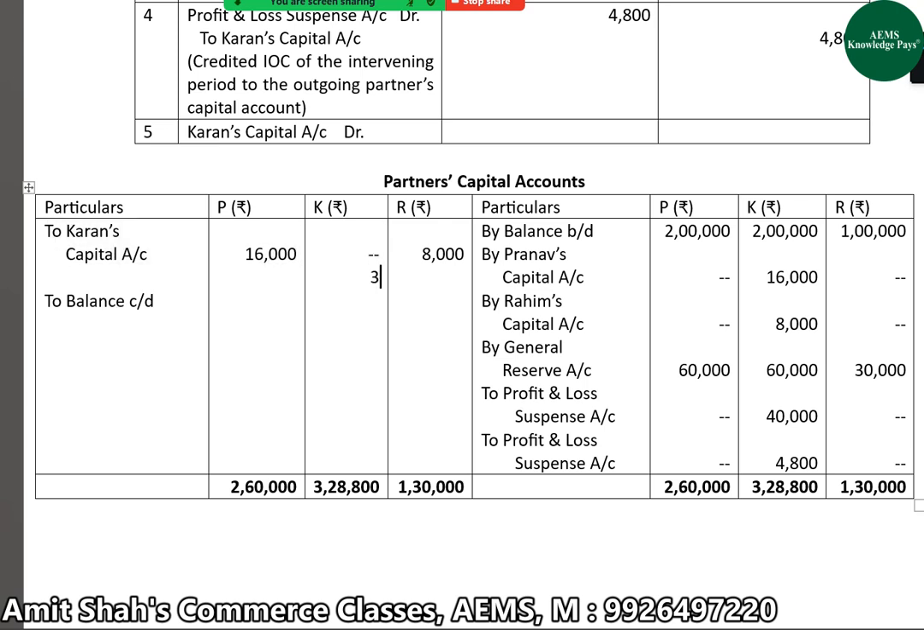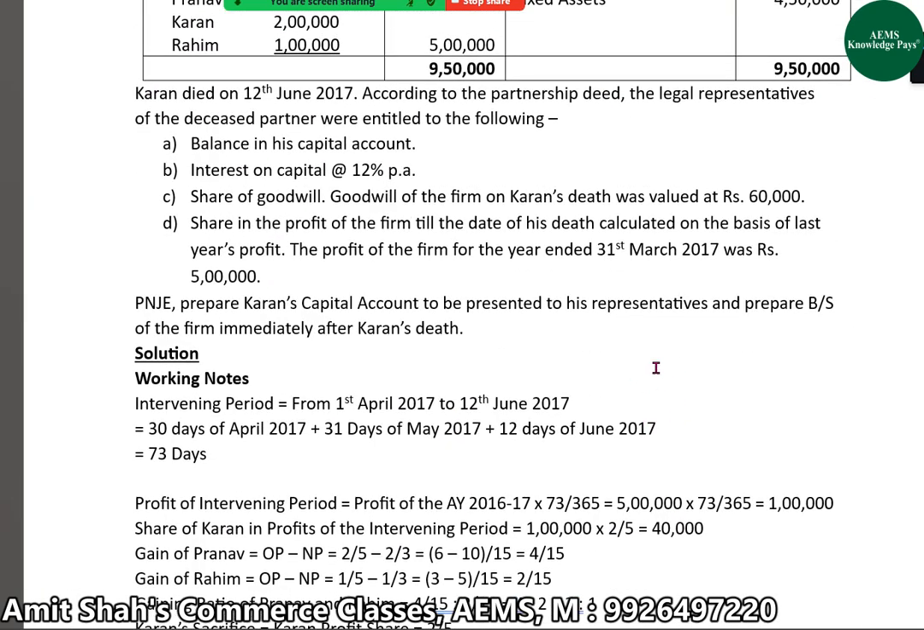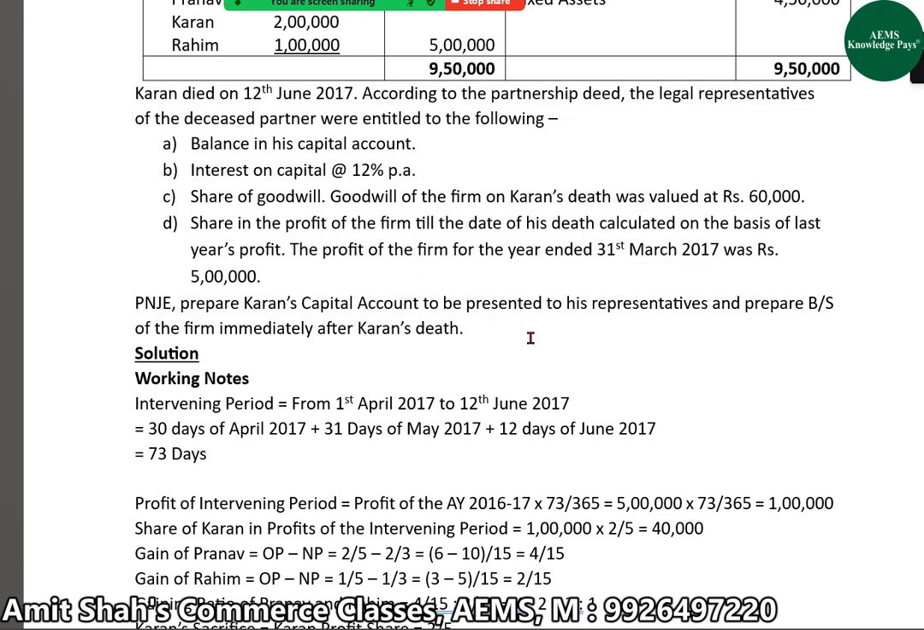So current capital balance is 3 lakh 28,800, and that would be transferred to his executor's account, because information about payment of current's net capital balance is not given in the question. It means current's net capital balance is not being paid, but it would be transferred to his executor's loan account.